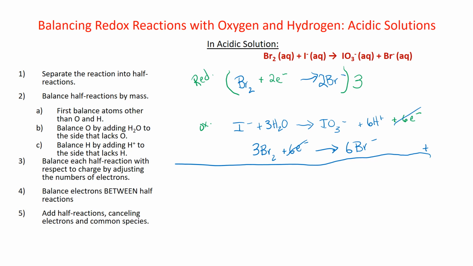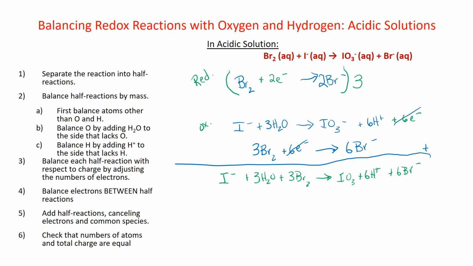So here we've got iodide plus 3 waters plus 3 bromine. And on the product side, we have iodate plus my 6 hydrogen ions plus 6 bromide.